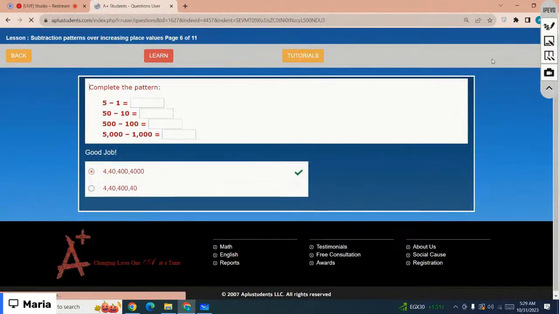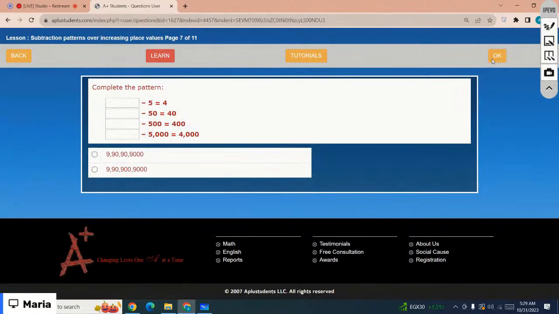Okay, which is the next one? Missing number minus 5 equals 4. Missing number minus 50 equals 40. Missing number minus 500 equals 400. And then missing number minus 5000 equals 4000.